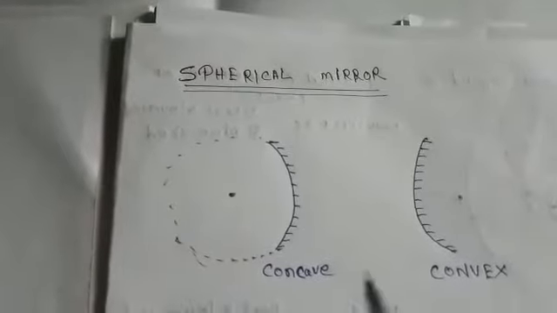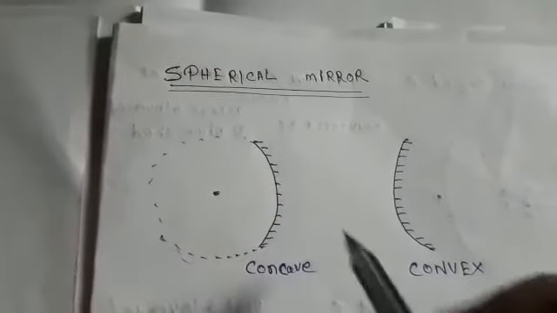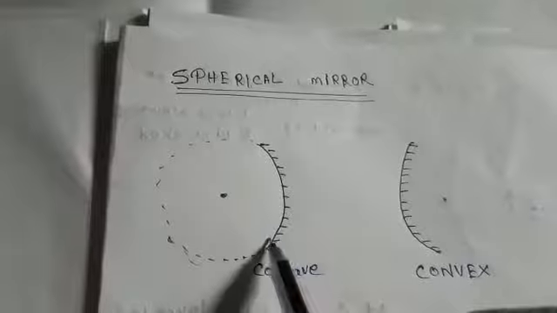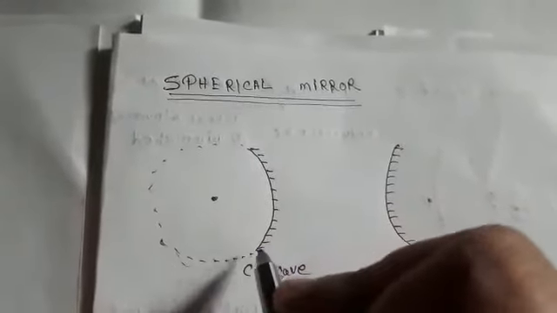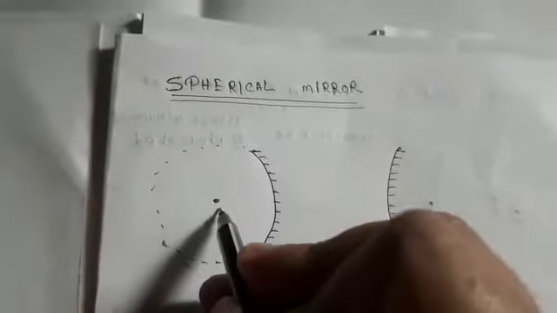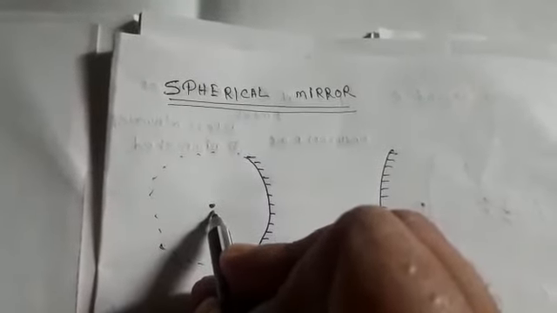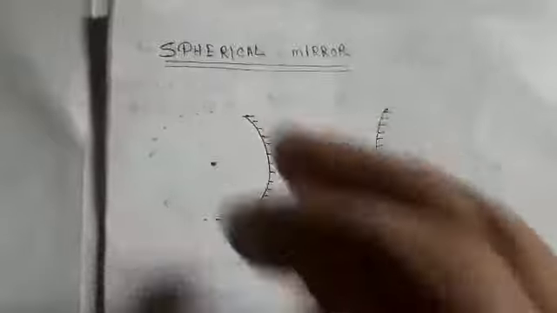This concave or convex mirror is a part of a sphere. Let us consider this concave mirror. It is a part of a sphere like this. Imagine a sphere like this, and this is the center of the sphere. This center of the sphere is called the center of curvature.